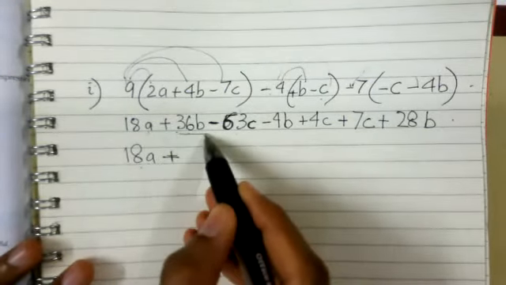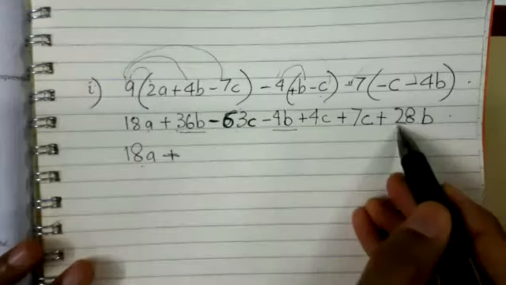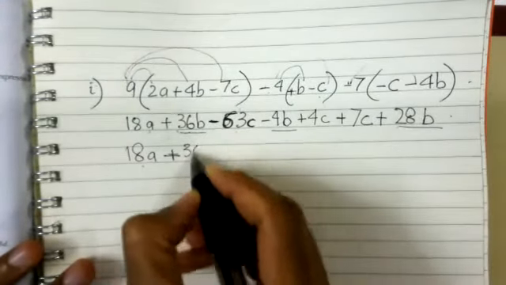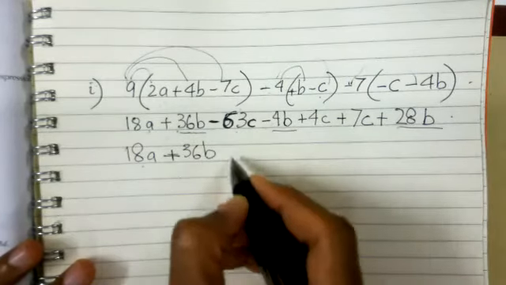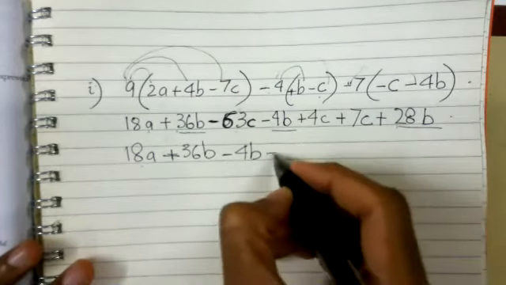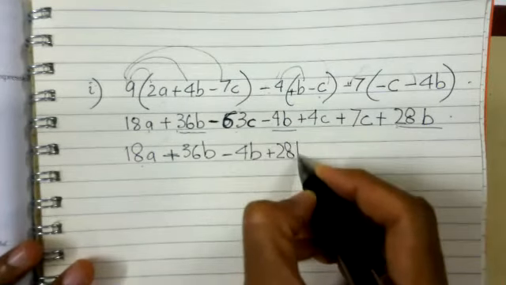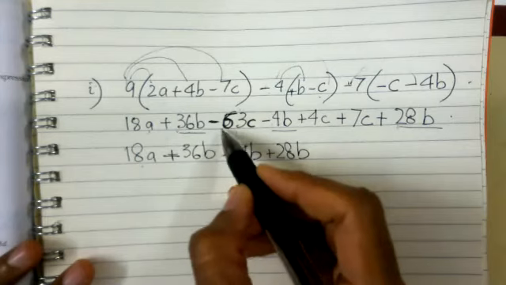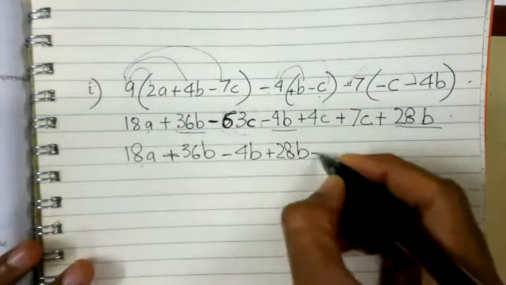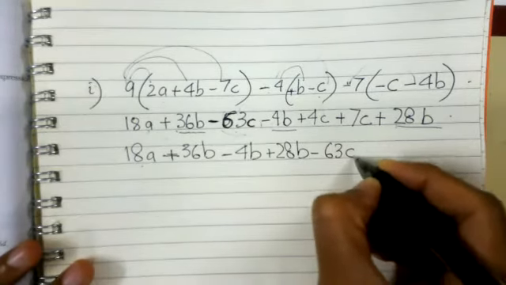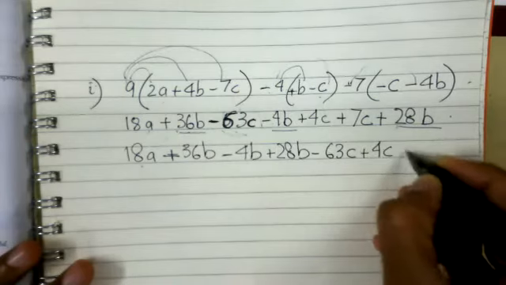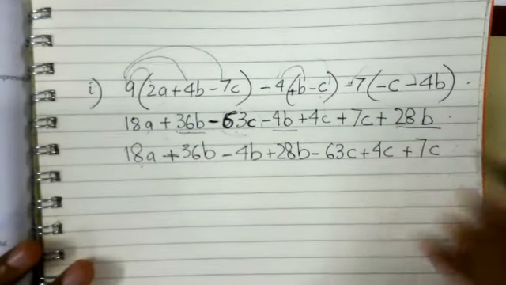Okay, so now I will collect all the b's. How many b's do I have? 1, 2, 3. So 36b along with their signs. Remember, along with their signs. Minus 4b, plus 28b. Now c's. How many c's do I have? 1, 2, 3. Minus 63c along with the coefficient as well as the sign, plus 4c, plus 7c. Okay.